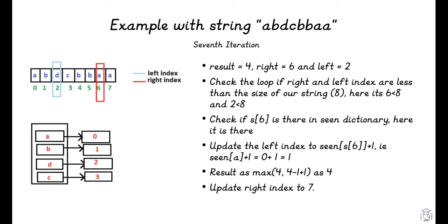In the seventh iteration, we have result as 4, right index as 6, and left index as 2. We then get into the loop and check if right and left index are less than the size of our string. Since they are, we check if S of 6 is there in the seen dictionary or not. Since A is there in the seen dictionary with the value 0, we update our left index to 1. Then calculate the result, max of 4, 4 minus 1 plus 1 as 4, and update our right index to 7.